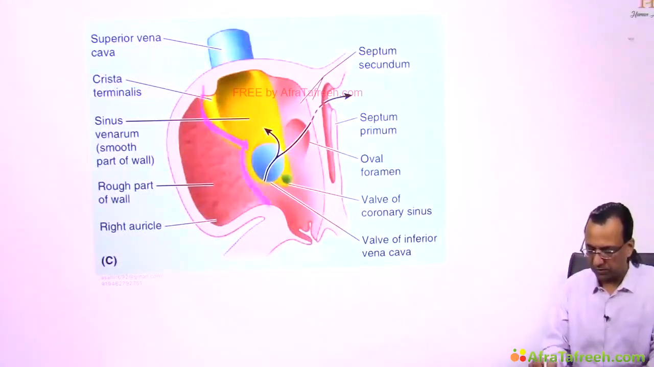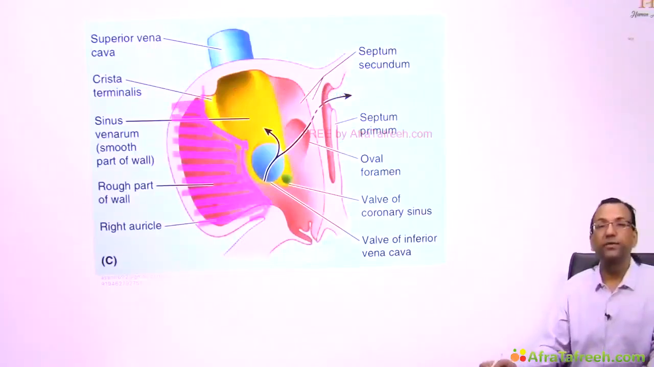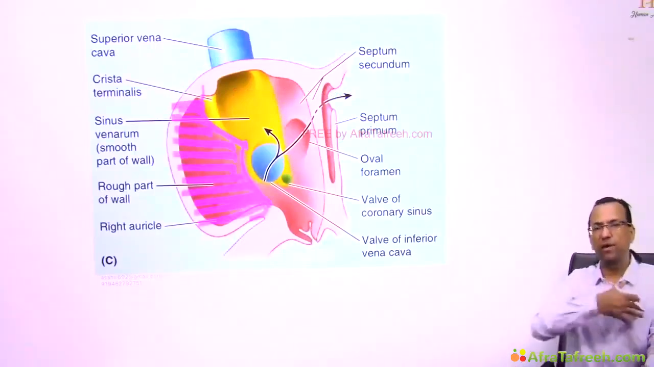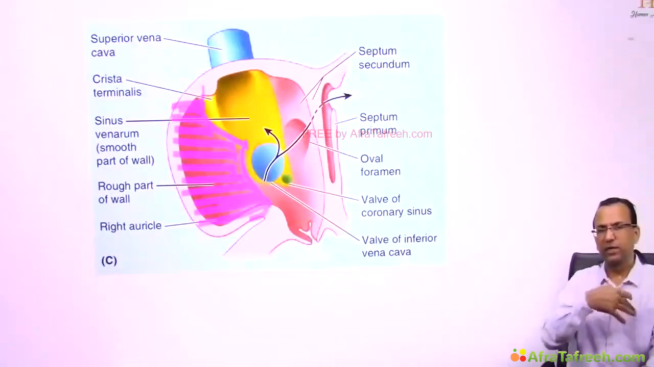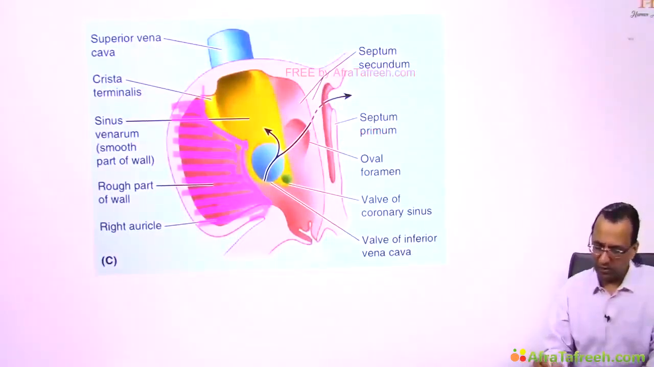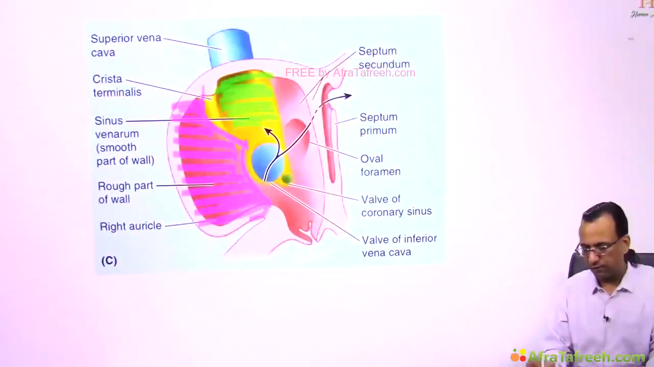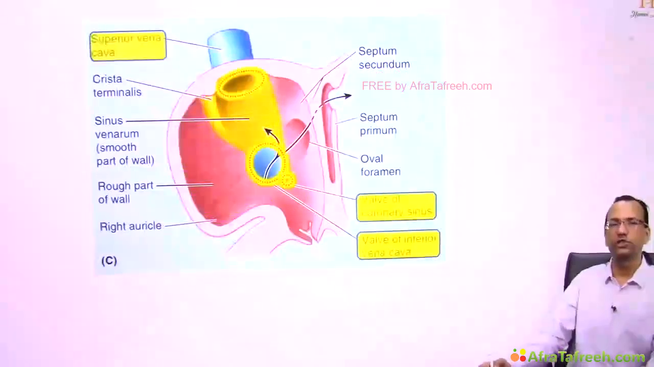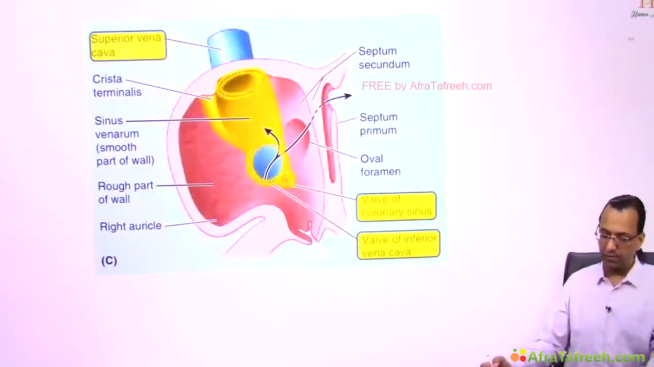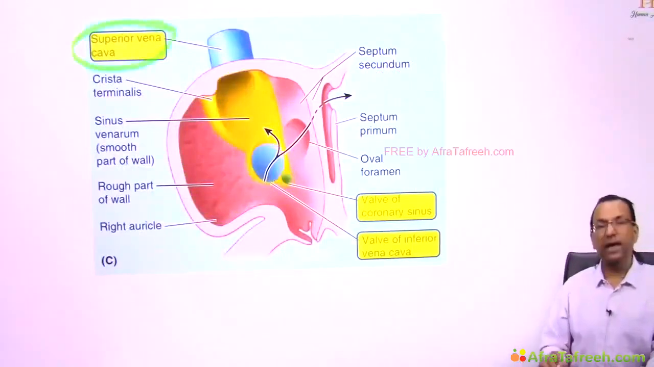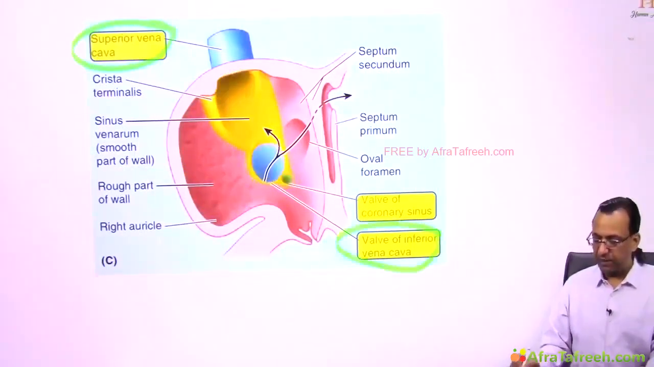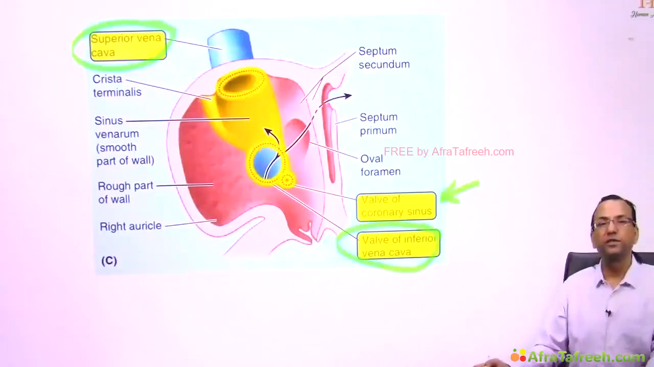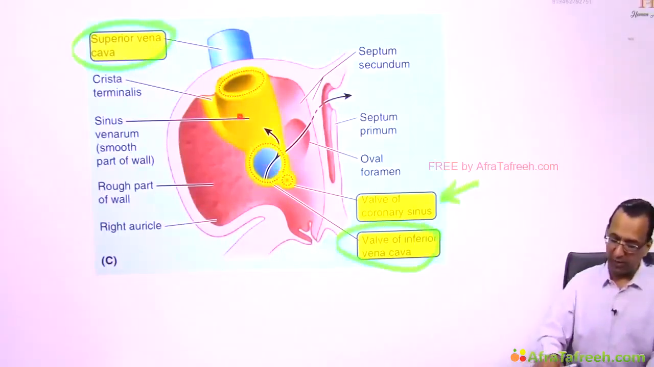What is this? This is the rough anterior wall of the right atrium, which you have opened like that. And that yellow color is the smooth posterior wall of the right atrium. And what is opening in the smooth posterior wall of the right atrium? The three veins. What are the three veins? Superior vena cava, inferior vena cava, and the coronary sinus, opening in the posterior smooth part of the right atrium.